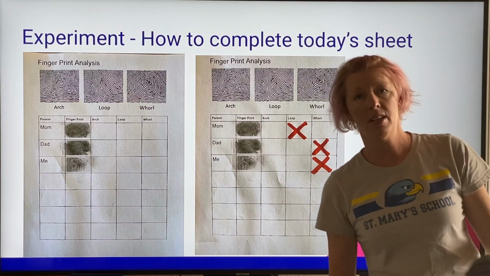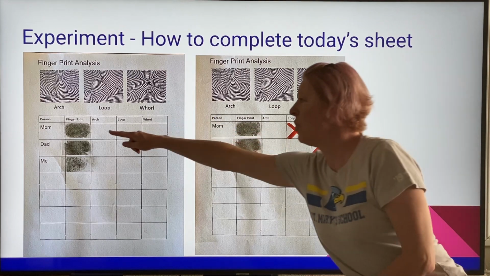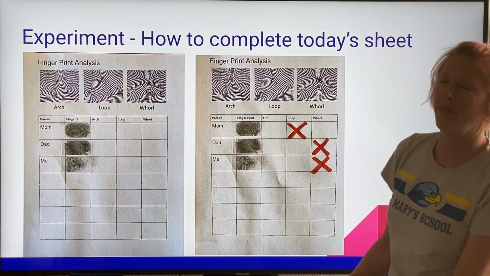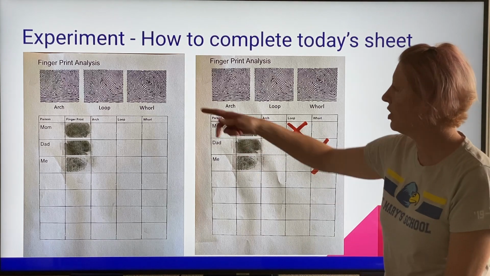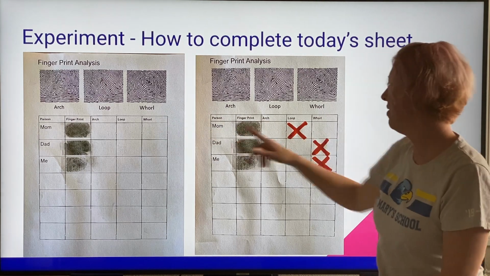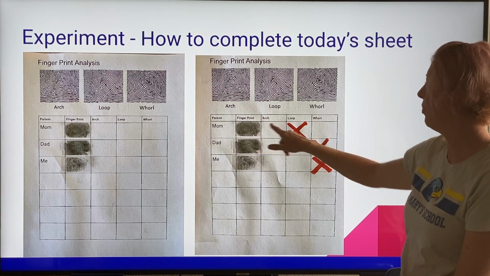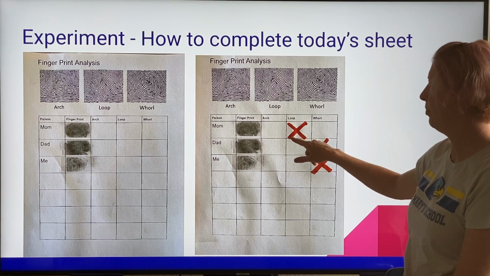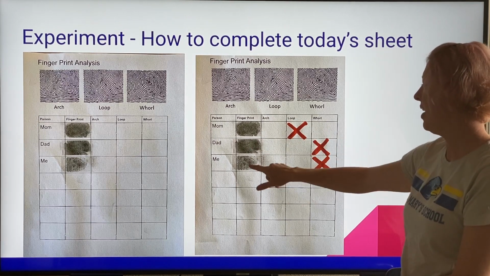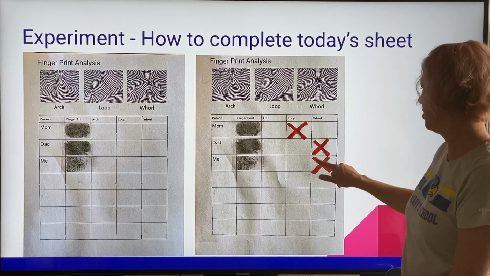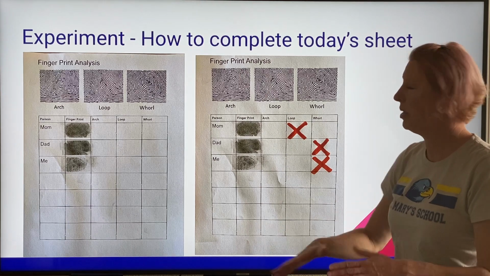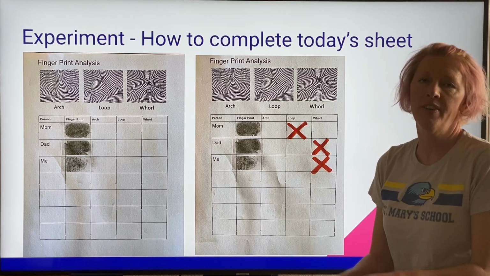And then the way I want you to complete it is you have your family's fingerprints, and I gave you a lot more spaces if you have more family members. And then you're going to look and see if they're an arch, a loop, or a whorl. And in this case, my mom's fingerprint was a loop, so I put an X in loop. My dad's fingerprints were a whorl, so I put an X in whorl. And I was also a whorl, so I put an X in whorl for me. So once you've collected this all for your family, you can see who has similar fingerprints to each other.